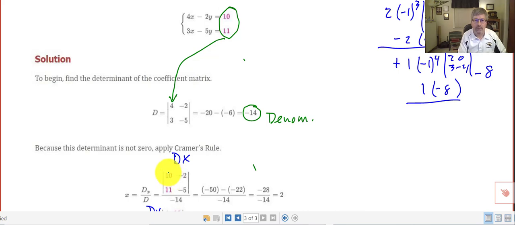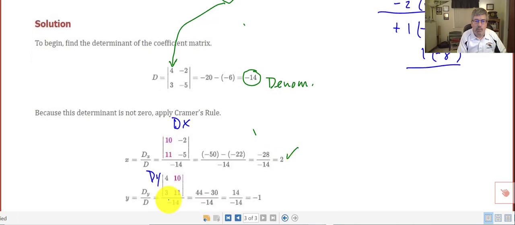Calculating the determinant is easy. 10 times negative 5 minus 11 times negative 2. We get negative 28 over negative 14. So our x value is 2. Our y value is just D sub y over D. Our D is still negative 14. We calculated that earlier.